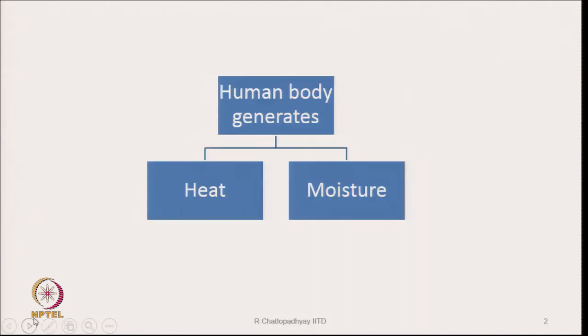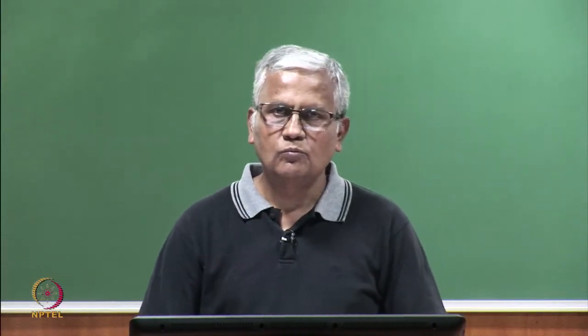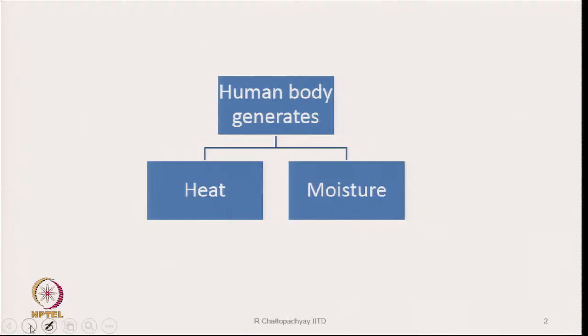and you will see that the human body generates heat as well as moisture. So, the clothing has to tackle both the heat that the body generates, which is the metabolic heat, and the moisture that the body also generates continuously. So, these two are very important aspects that we need to tackle.